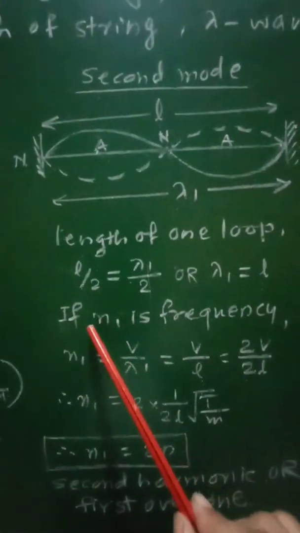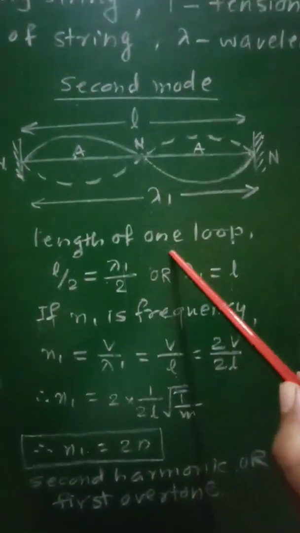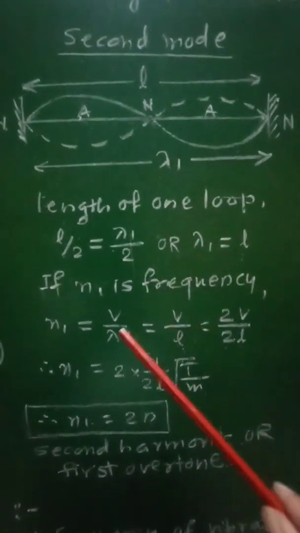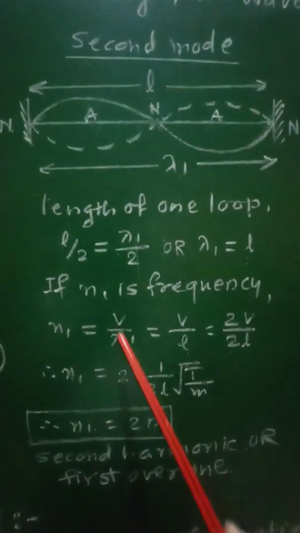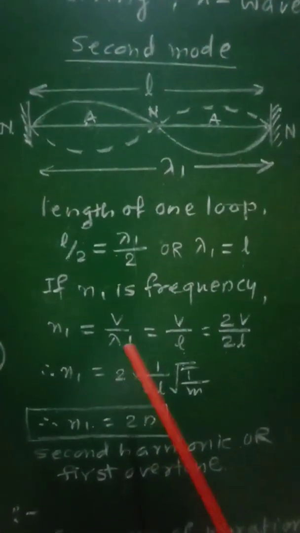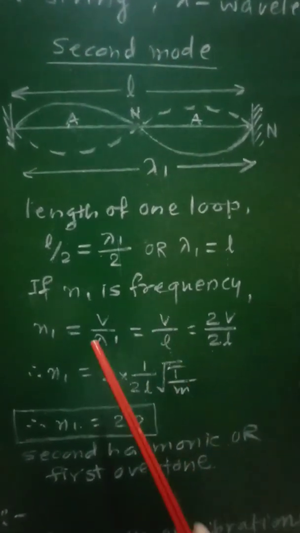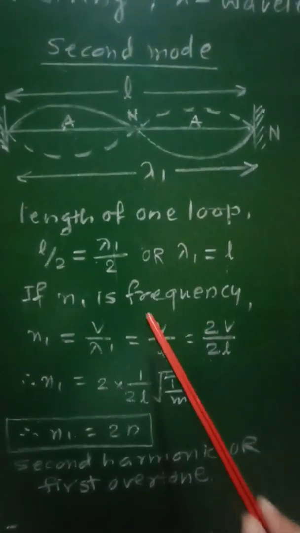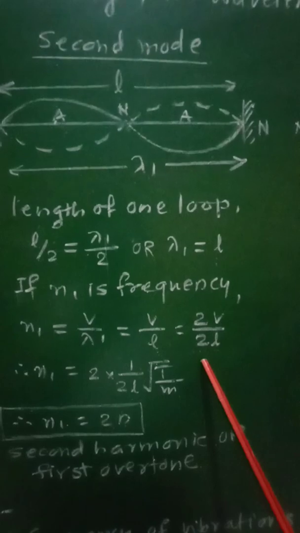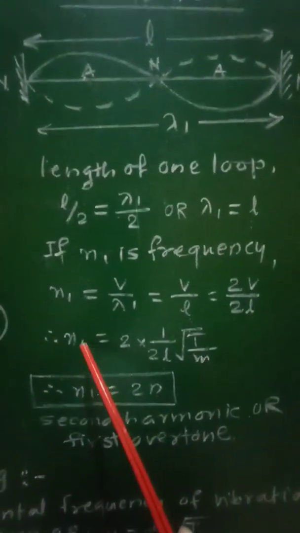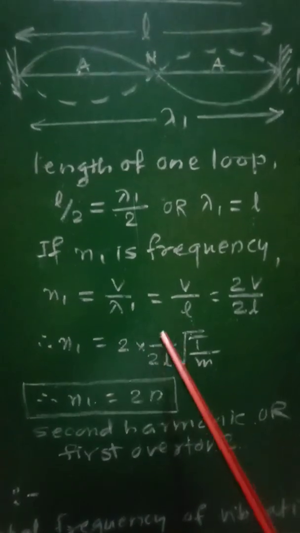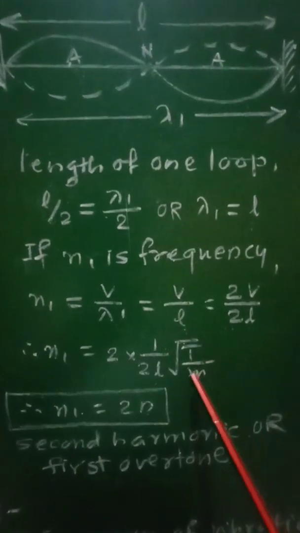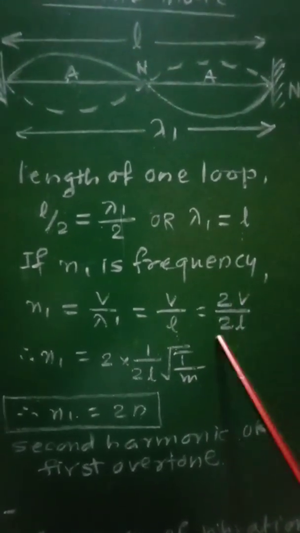Lambda 1 will be equal to L. Now if N1 is the frequency of vibration for that stretched string in the second mode, then N1 will be given as v by lambda 1. That will be written as v by L, because lambda 1 is equal to L. Rearranging the terms, multiply and divide it by 2, so 2v by 2L, and therefore N1 will be given as 2 into 1 by 2L square root of T by M.